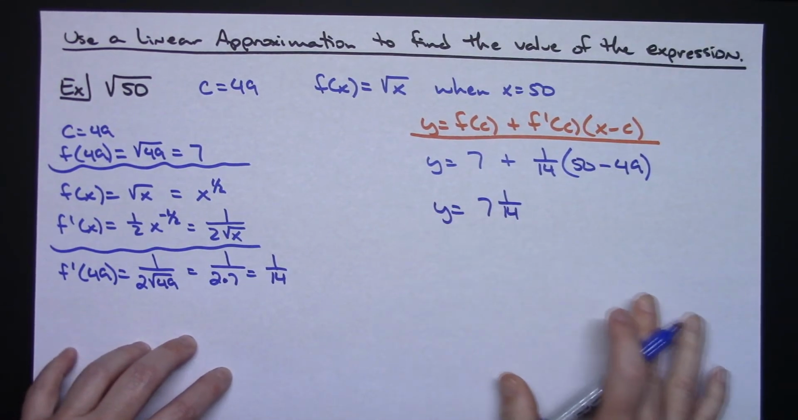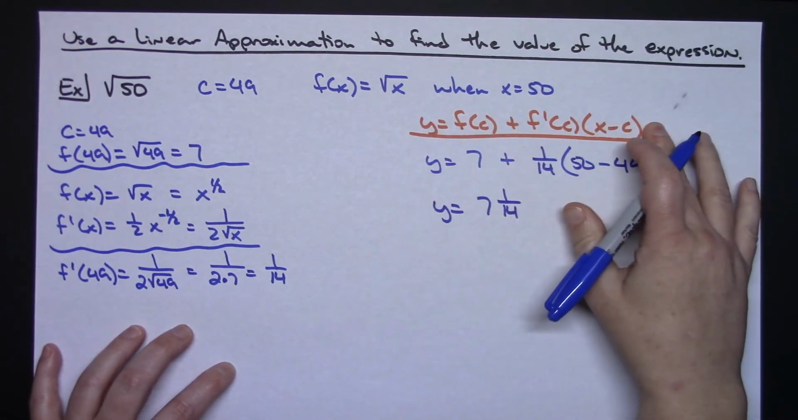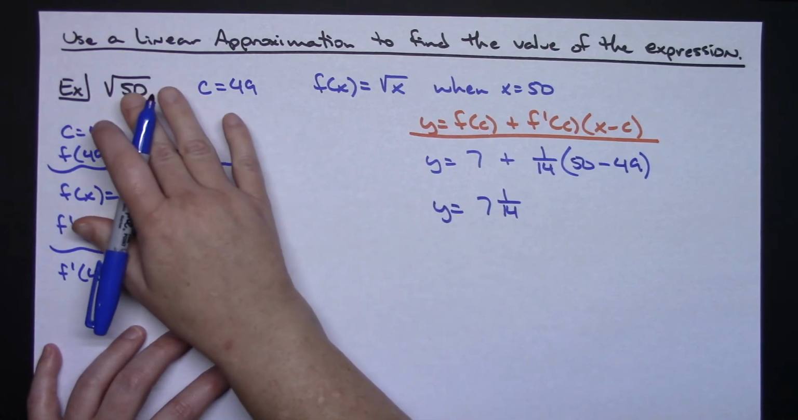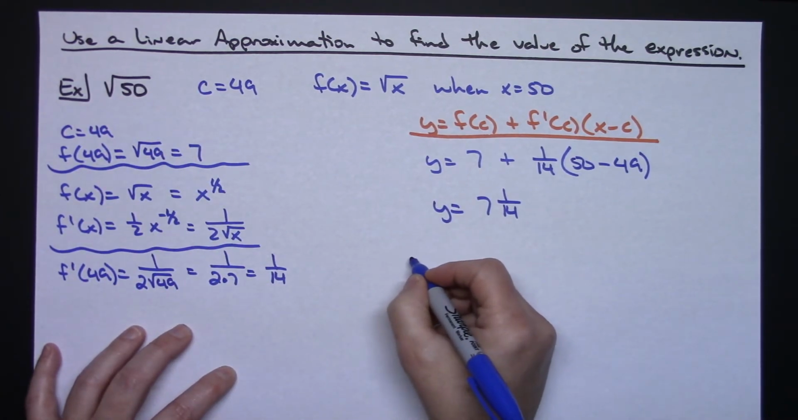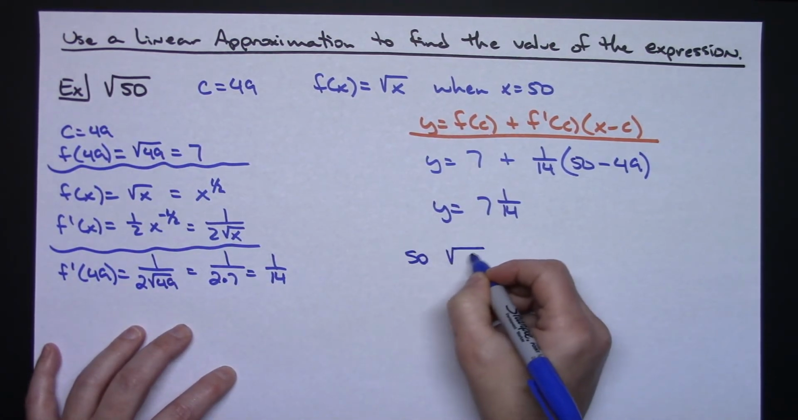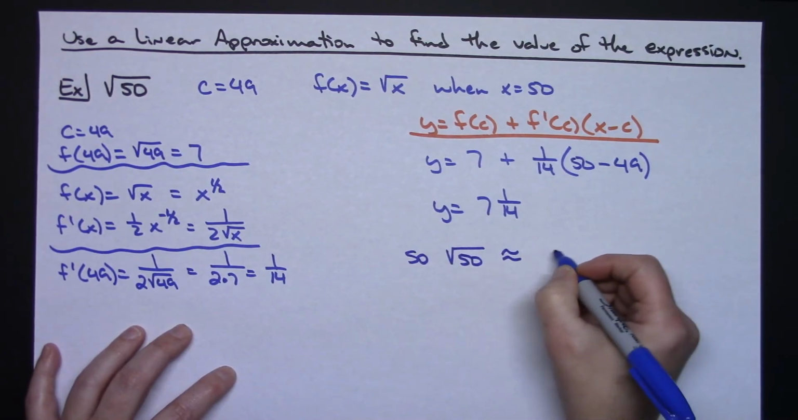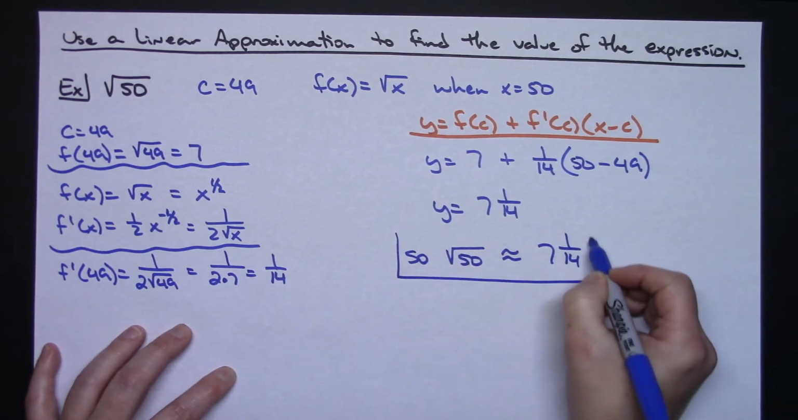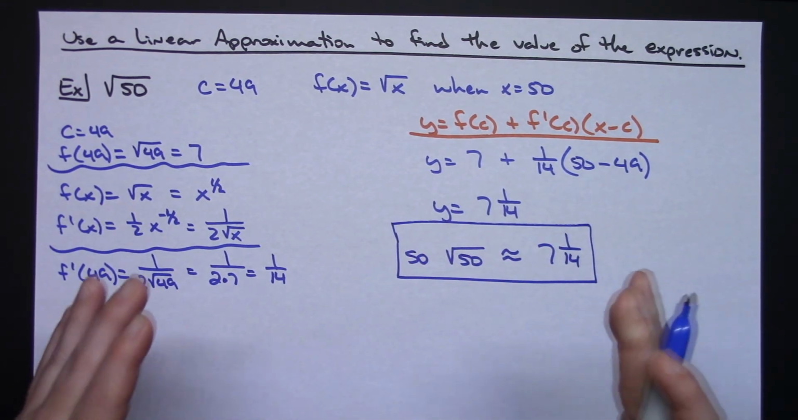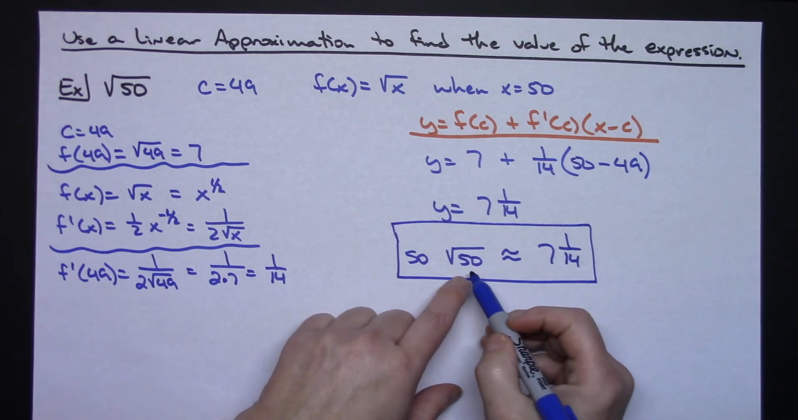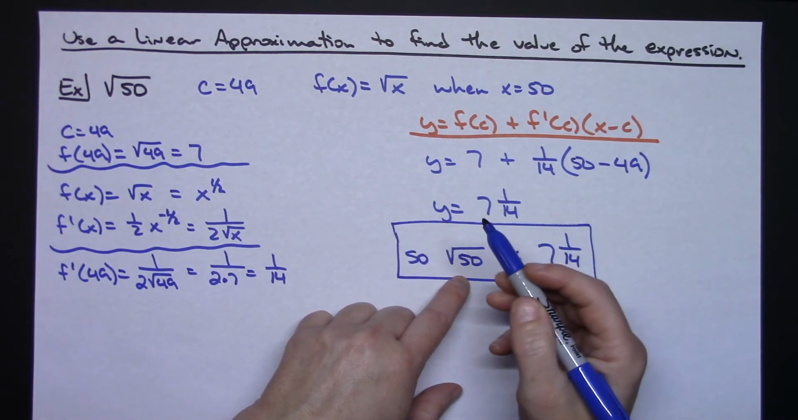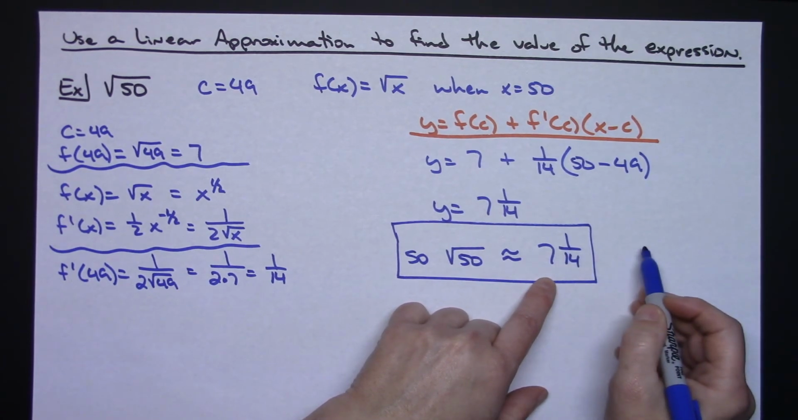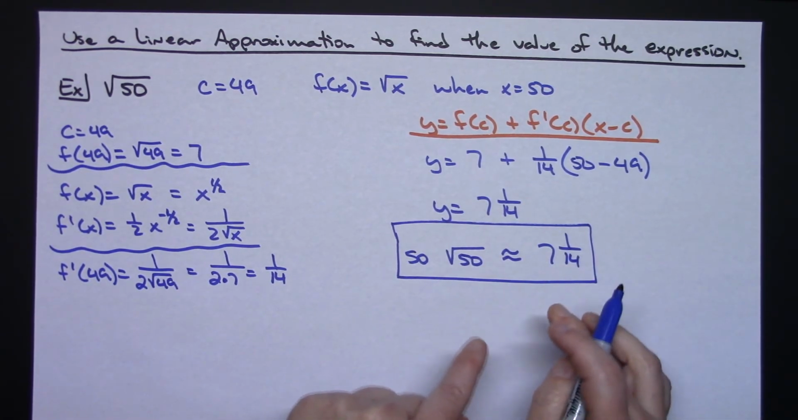So what I can conclude from this is that I've used this linear approximation. If I turned it into a decimal, it would be the decimal approximation for that. So the square root of 50 is approximately equal to 7 and 1 over 14. If you need verification or proof, go ahead, pause the video, take the square root of 50 in your calculator, get that decimal, and then turn 1 over 14 into a decimal. It'll be 7 point something, and it's going to be really, really close.